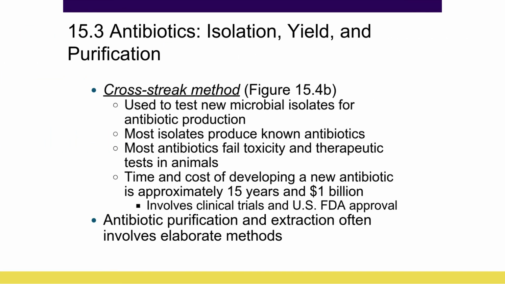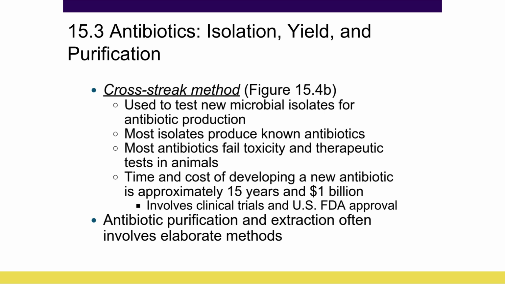A common method for testing new isolates is the cross-streak method, shown in Figure 15.4b. The antibiotic-producing microbe is streaked across one side of a plate and allowed to grow and produce its antibiotic, which diffuses into the agar. Then different test organisms are streaked perpendicularly to the original streak. After incubation, the growth of the test organisms is observed. Inhibition zones appear where the test organisms are sensitive and could not grow near the antibiotic, diffusing from the producer streak. Unfortunately, most new isolates produce antibiotics that are already known.